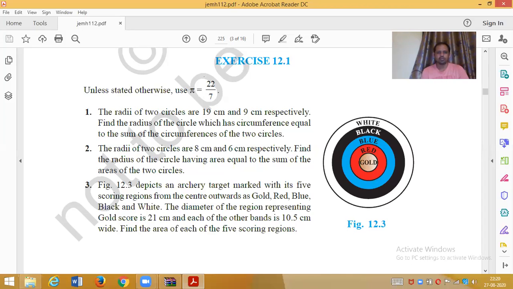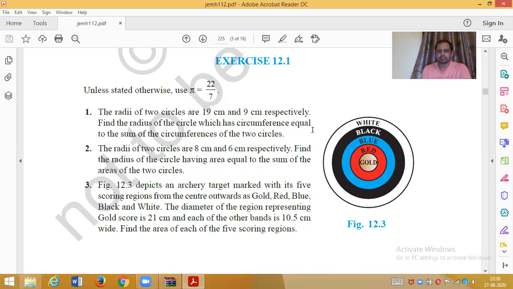Okay, students, let's start solving exercise number 12.1. If you observe exercise 12.1, the first question is: the radii of two circles are 19 centimeter and 9 centimeter respectively. Find the radius of the circle which has a circumference equal to the sum of the circumferences of the two circles.